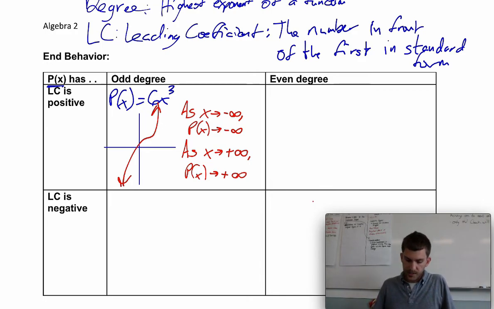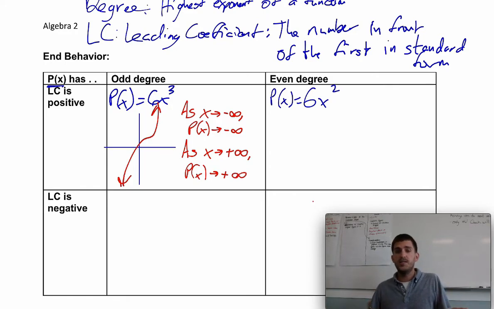Now let's try one with an even degree. So this one's going to be a different one. It's going to be p of x equals, and I'm going to use the same leading coefficient, still 6, just a positive number. And instead of 6x to the third, let's do an even degree, so an even number exponent. We're going to change it to 6x squared.